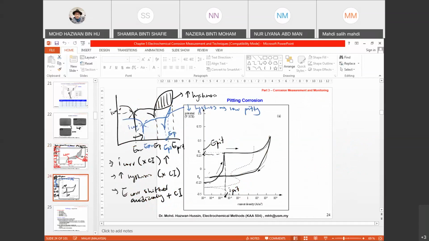Okay, so with the addition of corrosion inhibitor, you can also see that the hysteresis loop is lower or smaller. Then this actually indicates that you have lower pitting. Other than that, you look at the current density values, whether it's going to be high or low, the shifting of Ecorr and others.